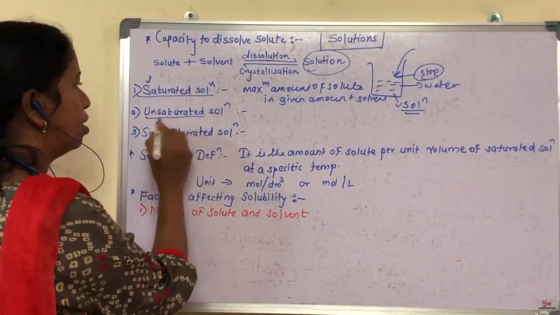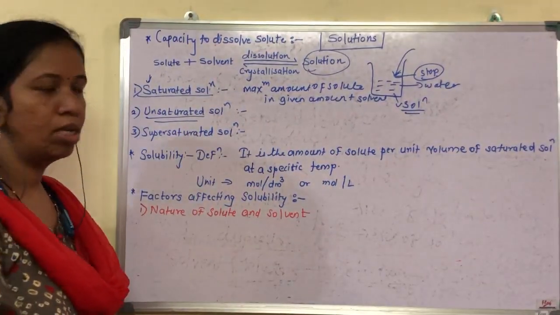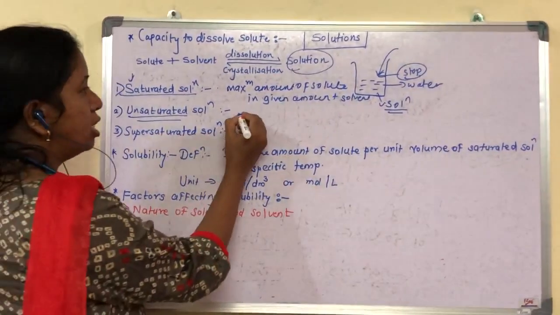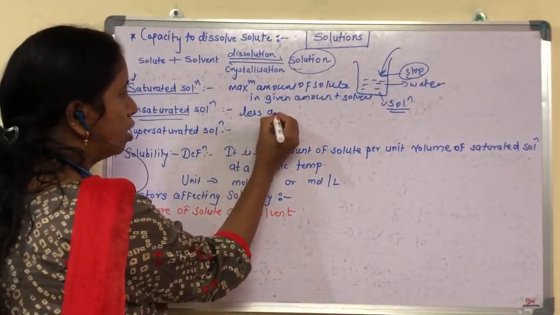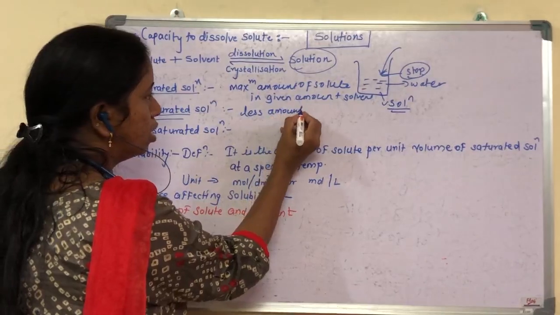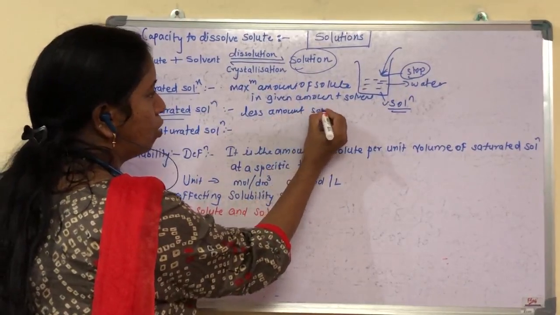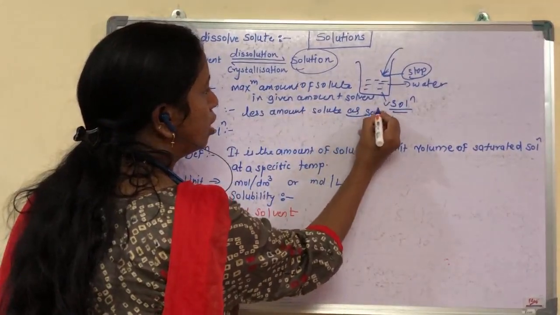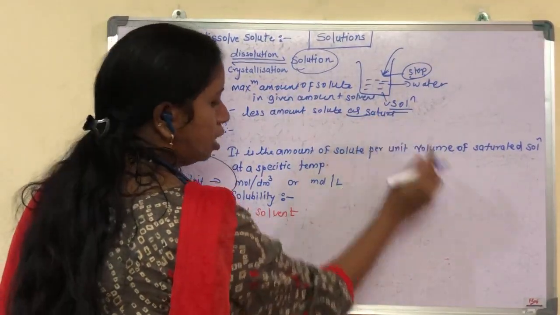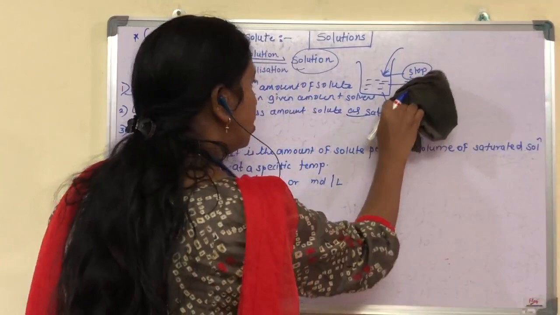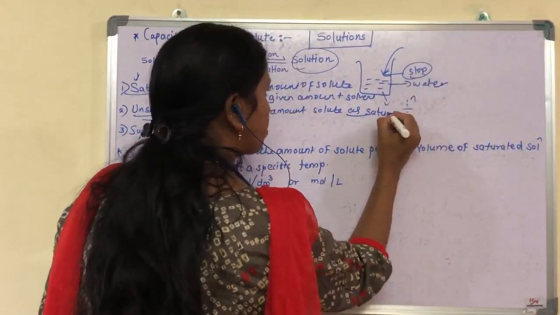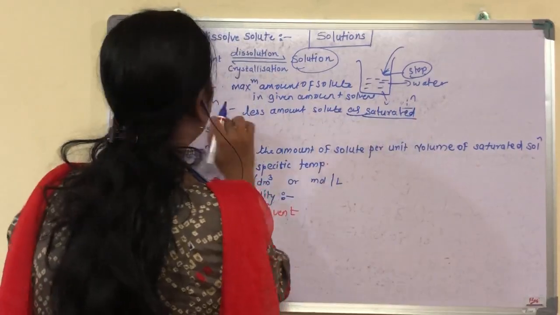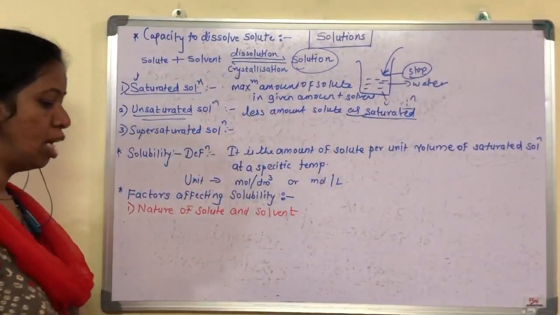The second type is the unsaturated solution. This unsaturated solution contains less amount of solute as compared to the saturated solution. That is known as an unsaturated solution.